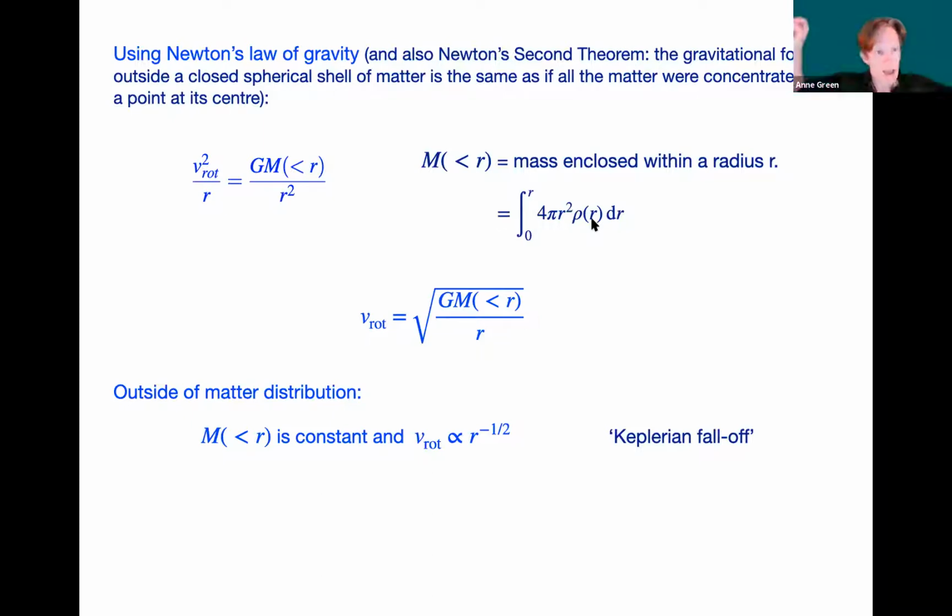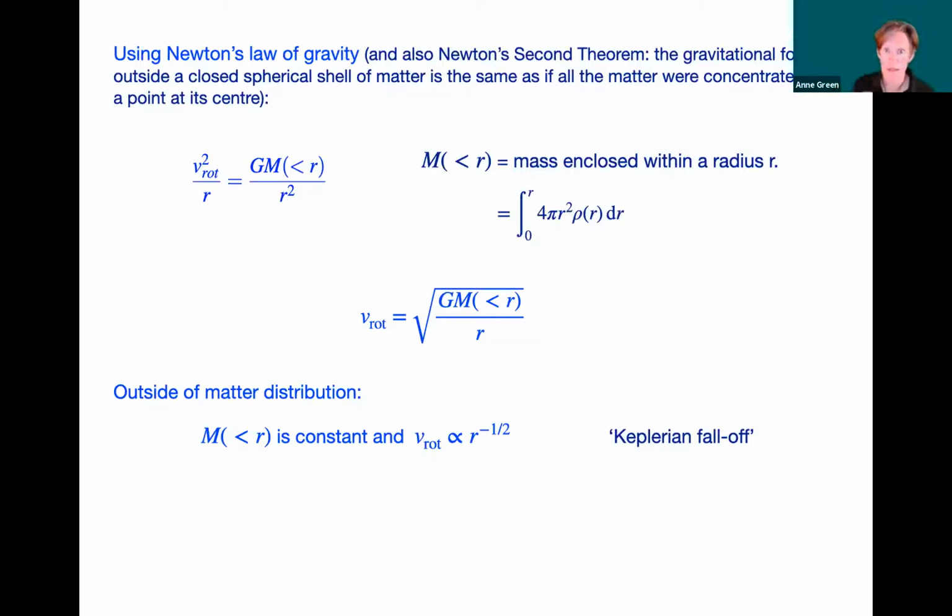Now, if you go outside the matter distribution, the density will be 0, and hence the mass enclosed doesn't increase as you go further out. So the mass would be constant, and hence we'd expect the rotation speed to fall off as r to the minus a half. And that's often called a Keplerian fall off because that's exactly how the speeds of the planets in the solar system vary with radius.